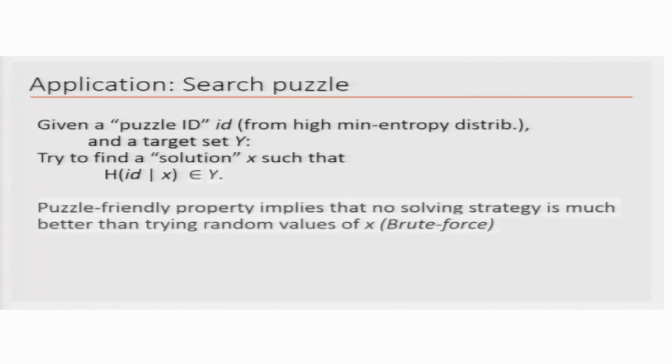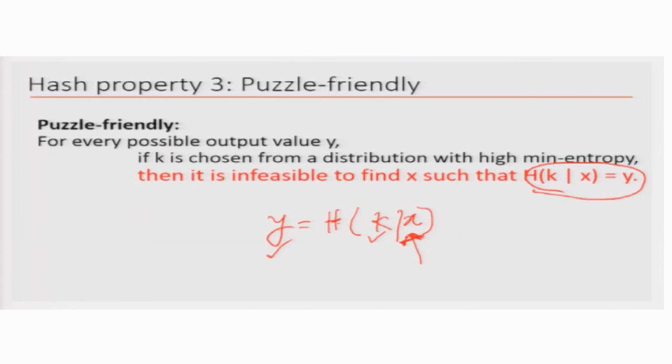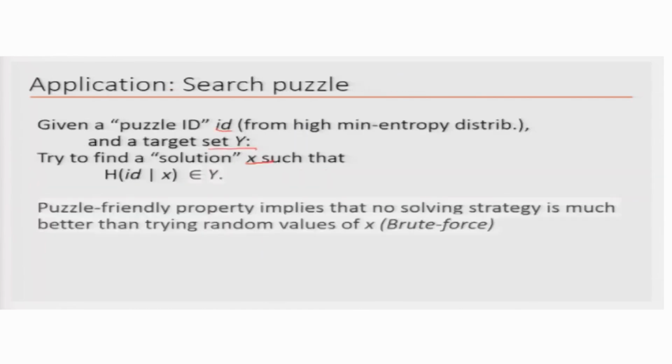In puzzle form, we can say that given a puzzle ID and a target set y, try to find a solution x such that the hash of ID followed by x belongs to this set y. Earlier we were talking about a single y given to you and k given to you, and you have to find x. Now, we can make it a little easier by saying that it is not a fixed y, but I will give you a set of y's and you give me an x such that the hash of this ID concatenated with x will give me a number in that set y.